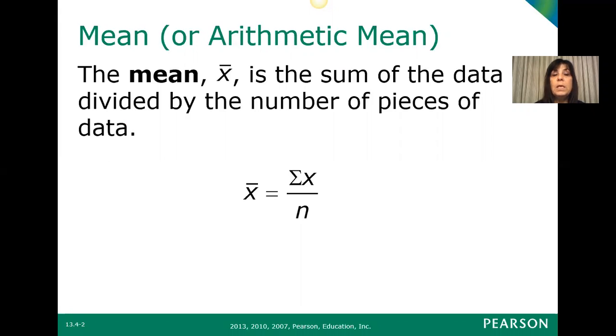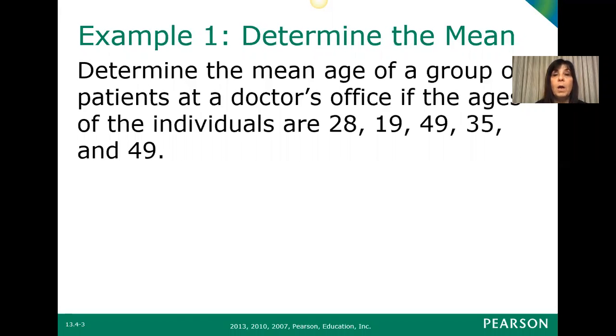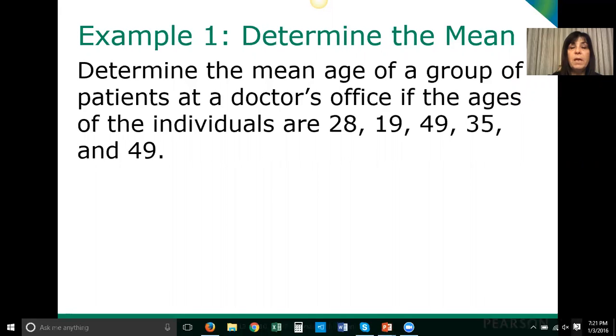That little E looking symbol is a Greek letter sigma, and it stands for the summation of the X's, which are the data, and then N is the number of pieces of data that we have. It's actually fairly simple. So here's an example. We're going to determine the mean age of a group of patients in a doctor's office, if the ages of the individuals are given as 28, 19, 49, 35, and 49.